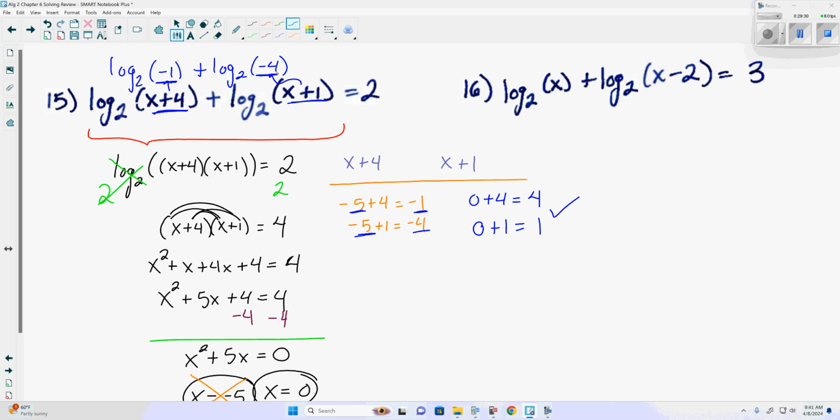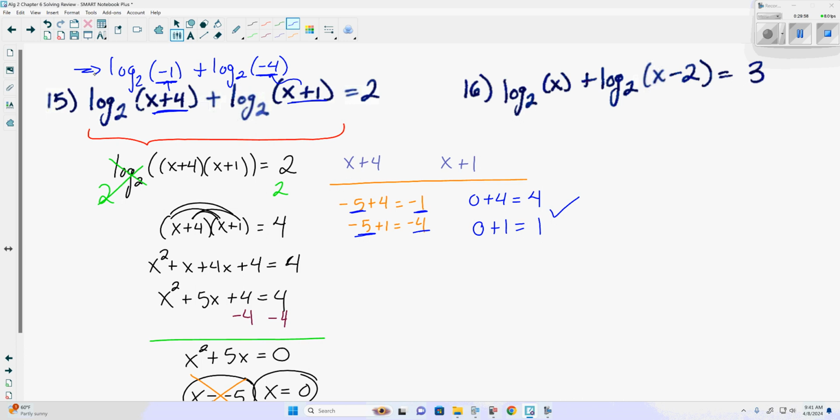If it's negative or 0, it's immediately wrong. It doesn't work. So we threw -5 out. And instead of rewriting log base 2 of (-5 plus 4) plus log base 2 of (-5 plus 1), and then rewriting it out as log base 2 of -1 plus log base 2 of -4, I'm cutting that all out because really all that matters is that x plus 4 and x plus 1 cannot be negative or 0. So that's all I looked at.